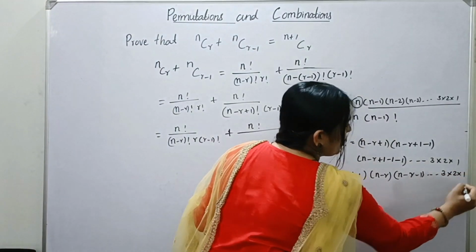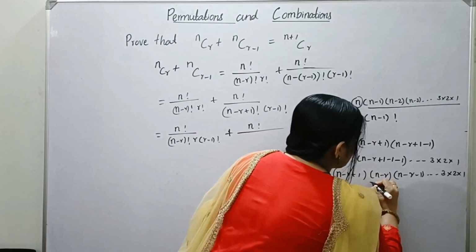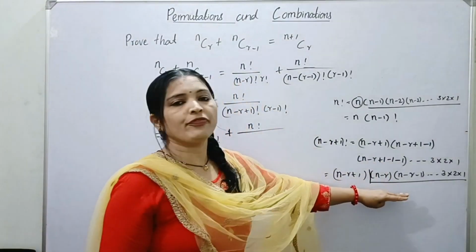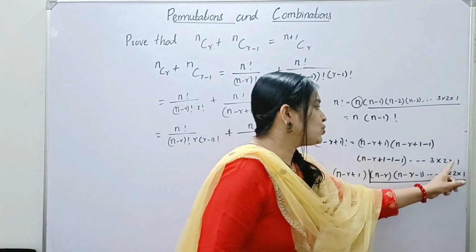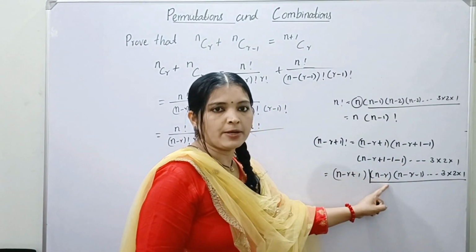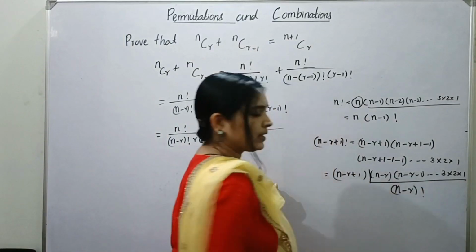...into 3 into 2 into 1. Okay, now here we will write till these terms, till n minus r factorial. That is 1 into 2 into 3 into etc., n minus r minus 1 into n minus r. That is nothing but n minus r factorial.